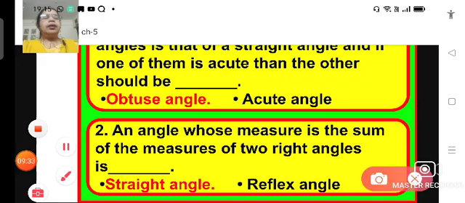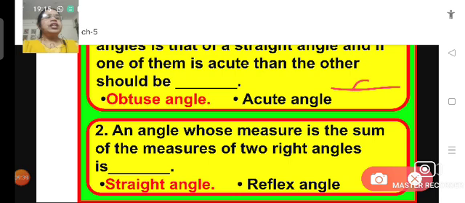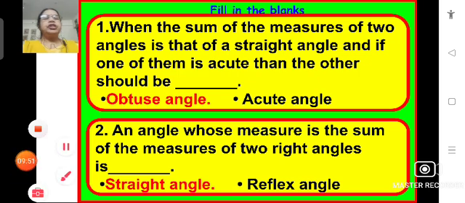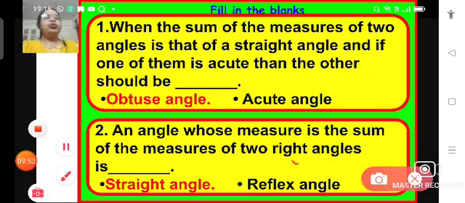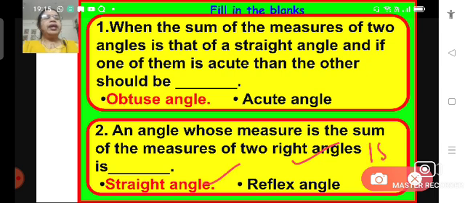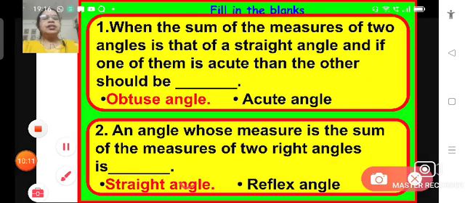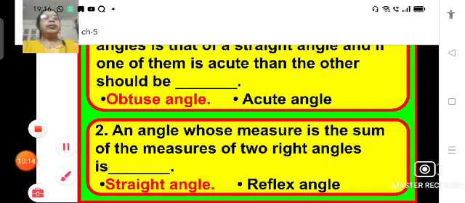We can also understand this with the help of this figure. So here this is a straight angle. If one of the angles like this is acute, the other angle will be obtuse angle. Next question. An angle whose measure is the sum of measure of two right angles. So an angle whose measure is the sum of measure of two right angles is a straight angle. It is 180 degree angle. 90 plus 90, it is 180 degree angle. That means straight angle. So straight angle is the correct option for this.